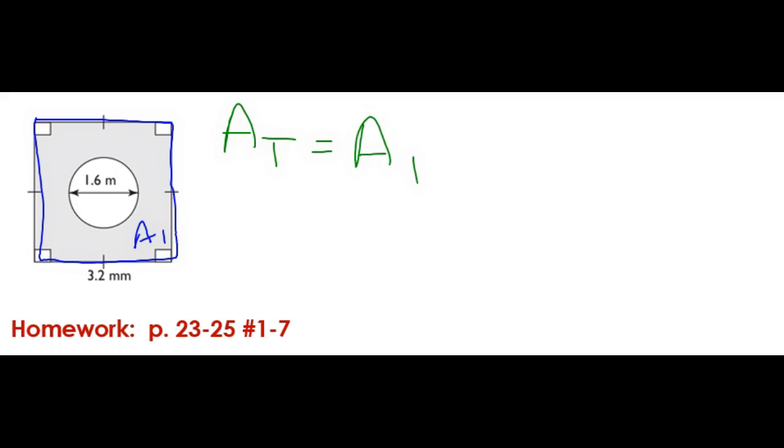So if I find the area of that whole square, including the circle, and then I find the area of the circle alone, which I'm going to call area 2, and I subtract that circle from the entire square, then that's going to give me the area of the shaded portion. That will be what will be left over. Okay, so let's start with this. We'll break this down a little bit.